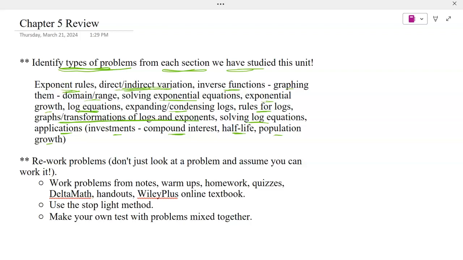There are definitely problems that we didn't get to in the class notes. Pull them out. You can create your own test to test yourself and make sure that you understand how to work these problems. Mix all the problems together so that you can recognize what to do when it's not just one section at a time.